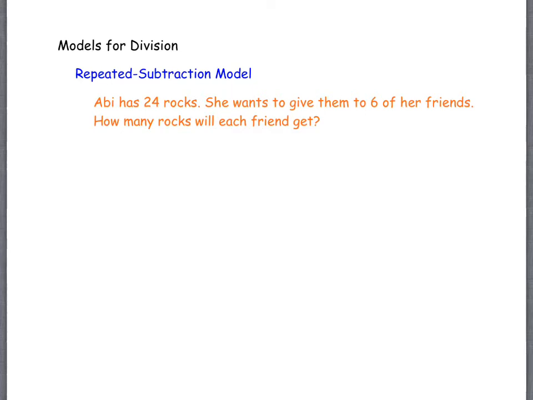Well, from a repeated subtraction perspective, what we can do is take our 24 rocks, and physically what we would do is give each friend a rock. And once we give each friend a rock, how many rocks have we given away? 6, because we had 6 friends. So I started with 24 rocks. I gave away 1 to each of my friends. So this is my each friend.